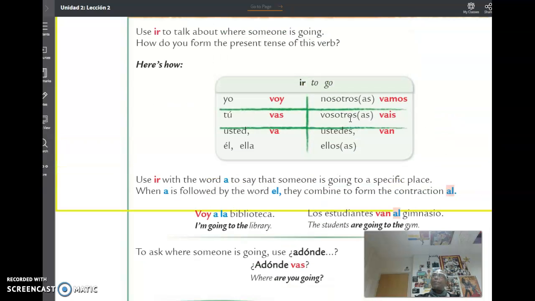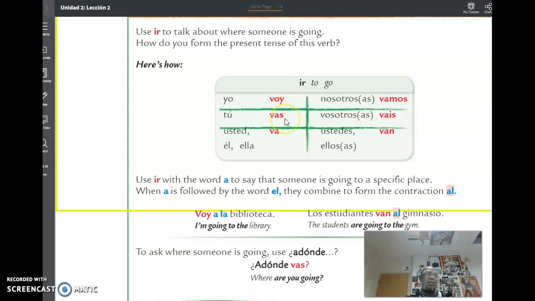All right, so ir means to go. Now, what I would like you to think about all of this is that after this, it will always be followed by the letter A. Ir means to go. So you say yo voy. You don't say yo ir. This is the correct form. This is the correct conjugation. Conjugation means to change. Yo voy a. I am going to.